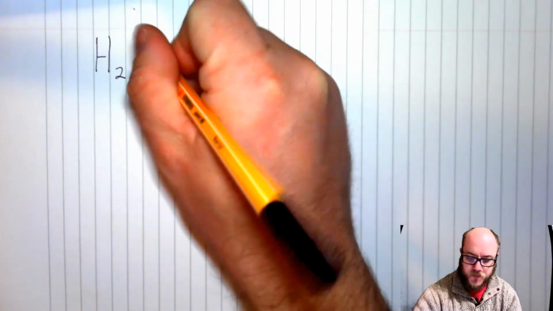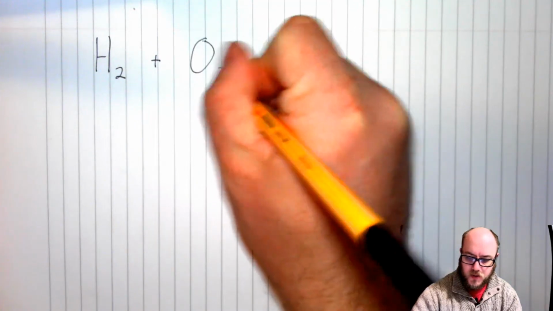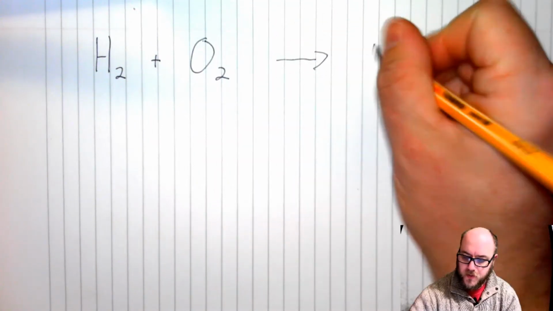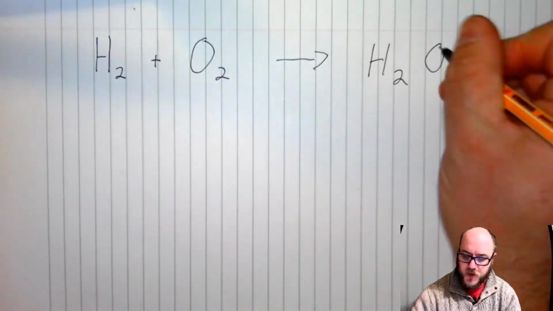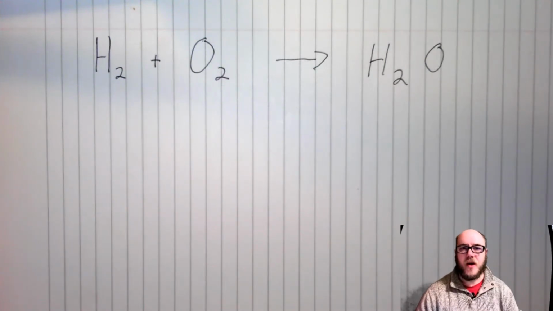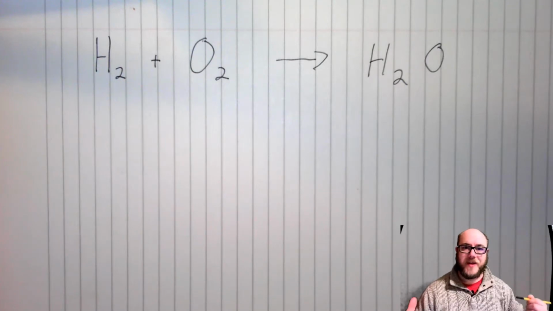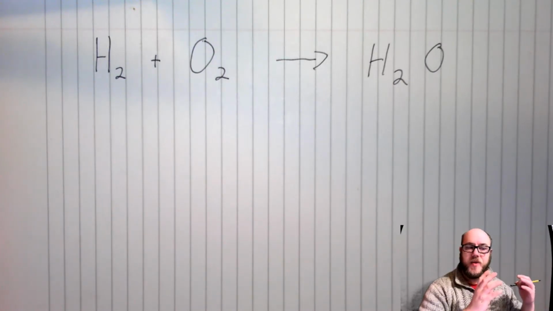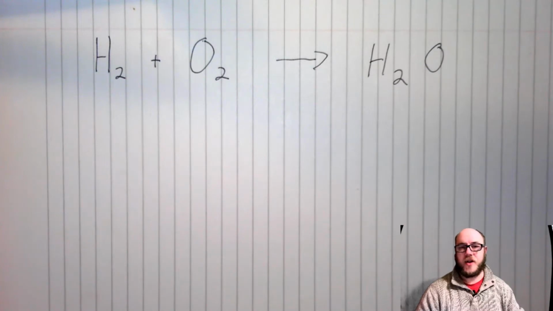So let's have a look at a very simple example. Let's start with H2 plus O2, which creates H2O. So we've got some hydrogen plus some oxygen giving us water. Now, is this okay? We have to remember the conservation of mass law. Mass cannot be created, nor can it be destroyed. So you have to have exactly the same amount of mass at the beginning of a reaction and the same at the end of the reaction.